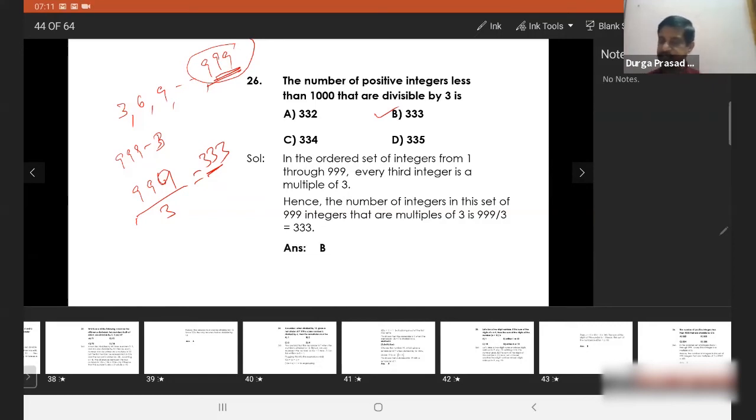Please note it fast. See this method, 999 minus 3, this logic we'll be using when we use arithmetic progressions.